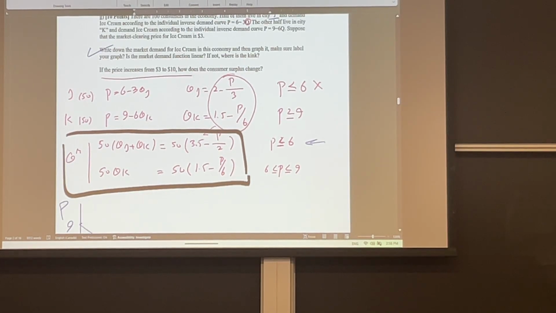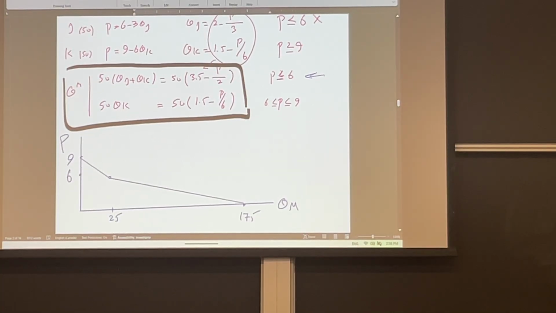The price is going from 3 to 10. The price is 3. What's the demand? You can put 3 in the first one. That's when the price is less than 6. 3 is there. How much do you get? What do you get when the price is 3? 100, right? 100. That's a surplus.